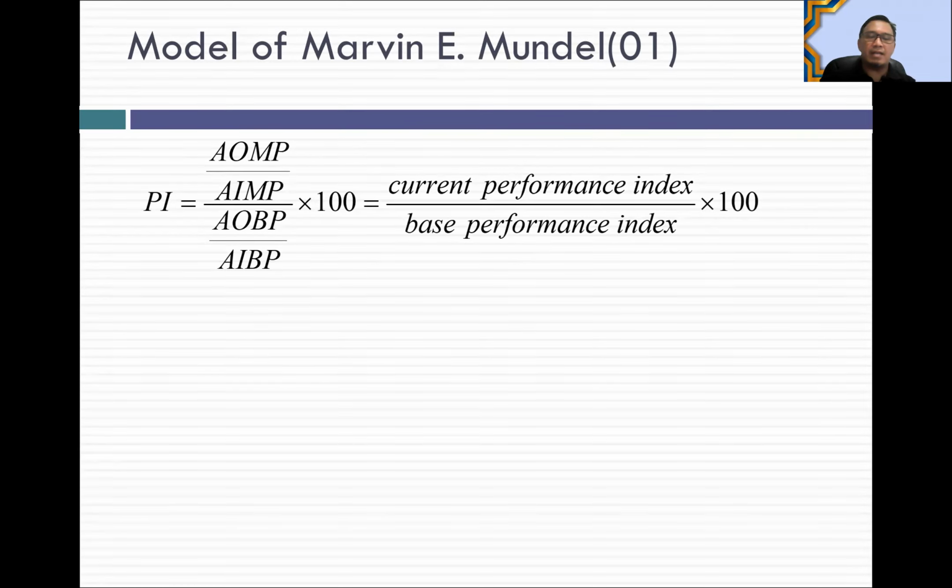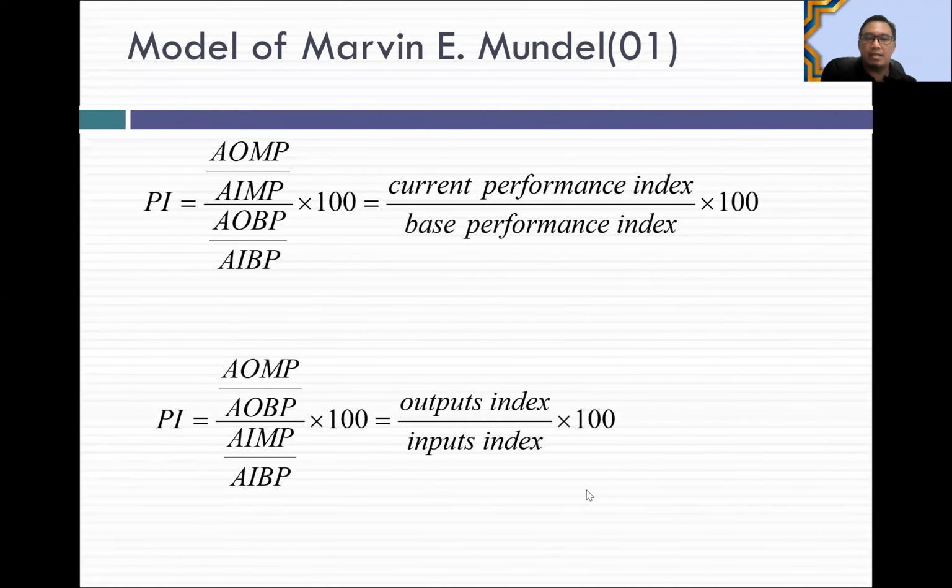So the productivity index in Marvin Mondo is the productivity index in the measure period divided by the productivity index on the base period. Or in other words, the current performance index divided by its base performance index: the ratio of the current to its base performance index, times 100.